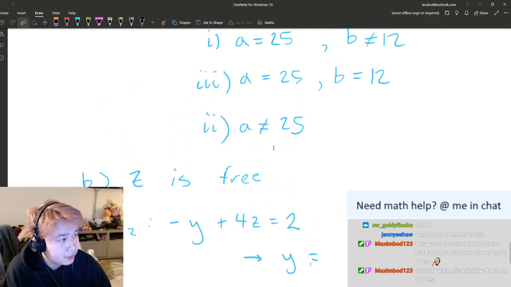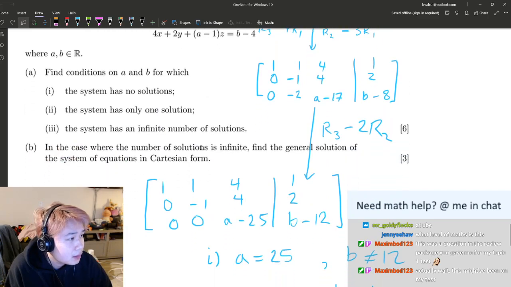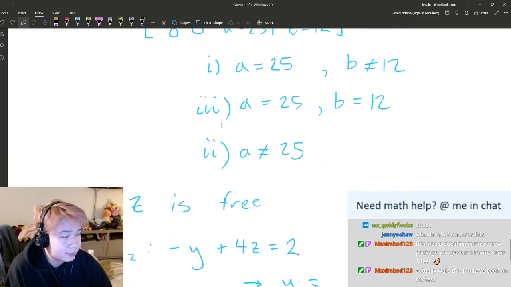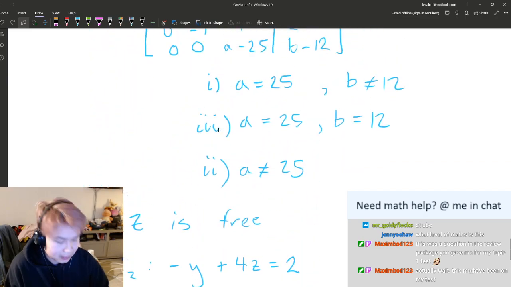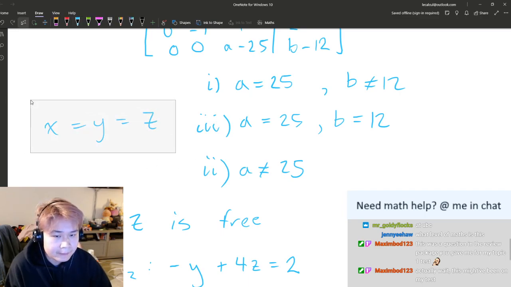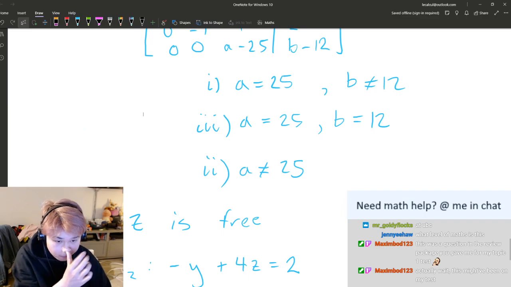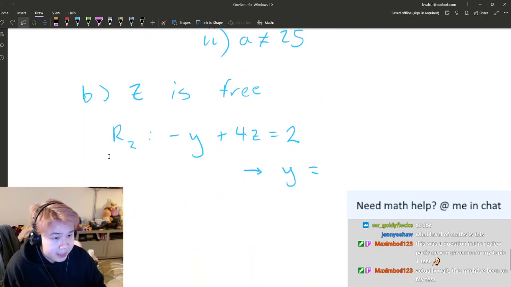So isolating for y, that means that y is... Hold on, what does this question even want? So we need the system of equations in Cartesian form. Okay, so Cartesian form basically means that you have some sort of x equals y equals z business. So because we have a free variable of z, I need to solve y in terms of z, and then x as well in terms of z. So that's what I was doing. Anyways.